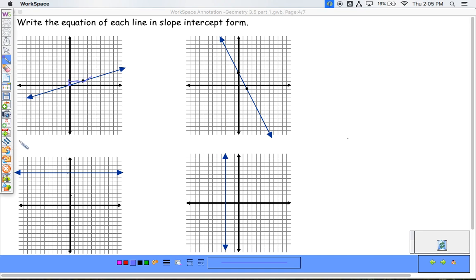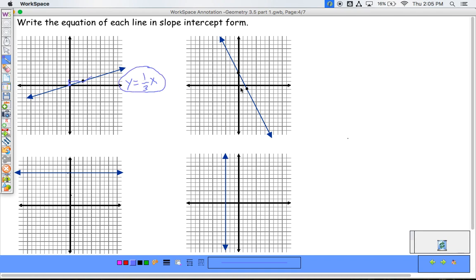I'm not used to this yet. So here we got y equals, and again our slope was 1 over 3 x. And if you notice, the y-intercept is 0. So if you want, you can write plus 0, but really you don't need it because it's plus 0. So this is your equation right there.